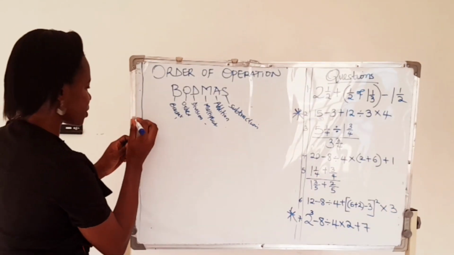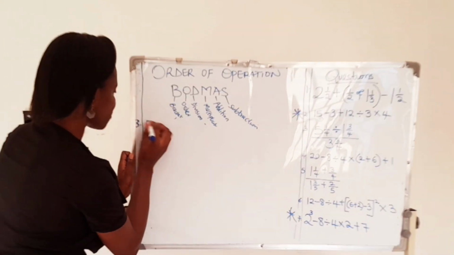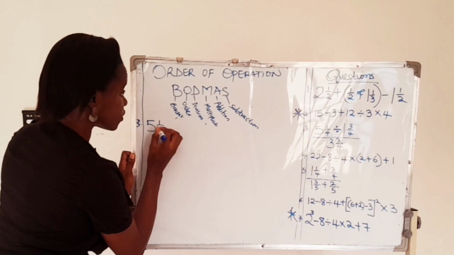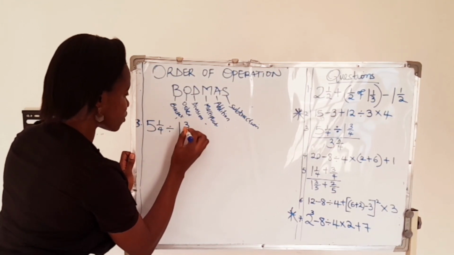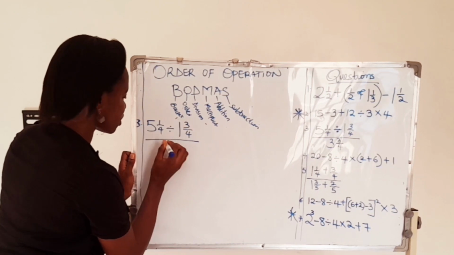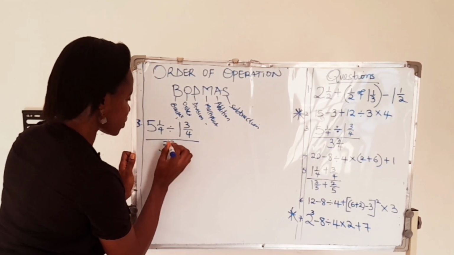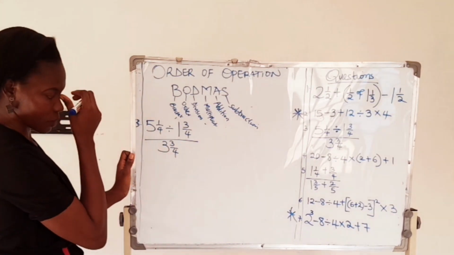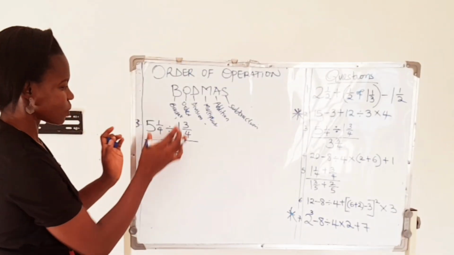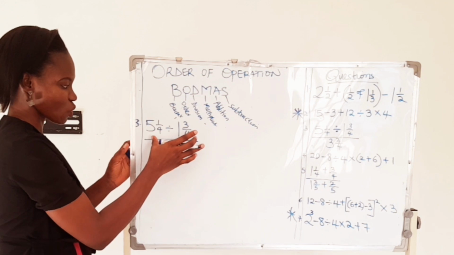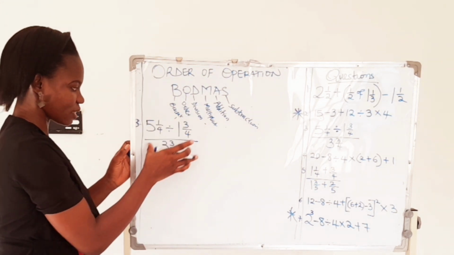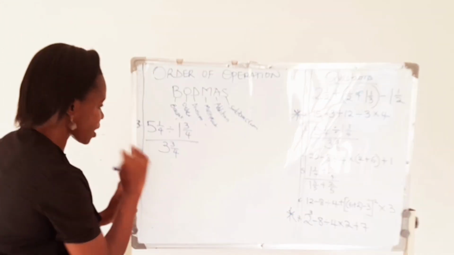The number 3, we have 5 whole number 1 over 4 divided by 1 whole number 3 over 4, all over 3 whole number 3 over 4. Alright, this thing you can solve. What this means is that you can solve everything here, and whatever you get, you divide it by this. Or you can rearrange it.